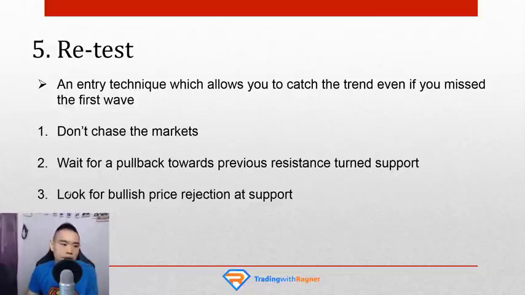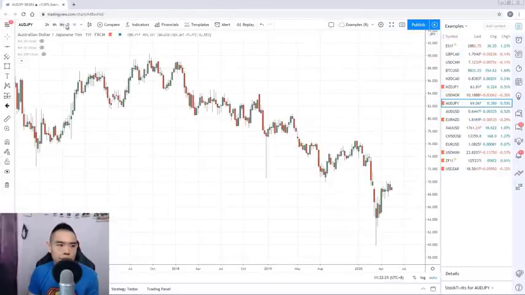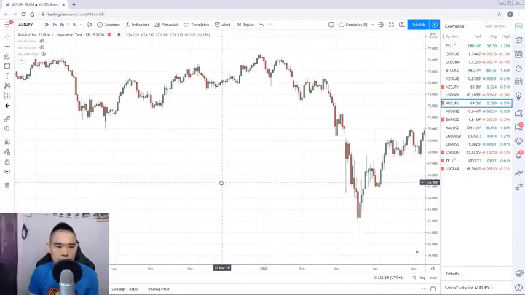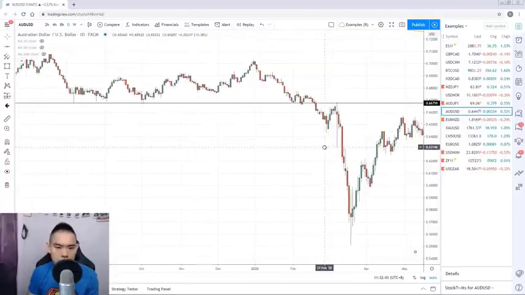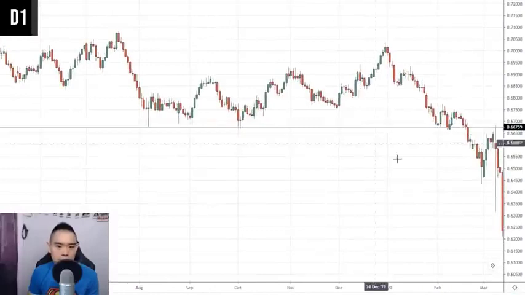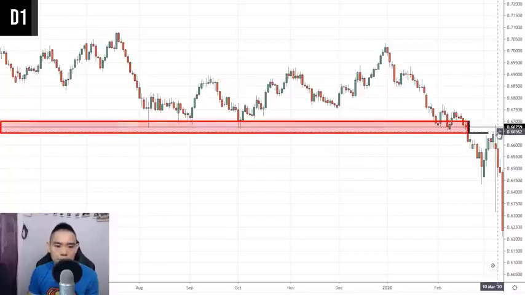Either or. Third thing you want to do is to look for a bullish price rejection at support. So let's have a look at an example. If you look at Aussie dollar on the daily time frame, over here at this point you see a retest. The price broke below this area of support, and then we have a retest over here.